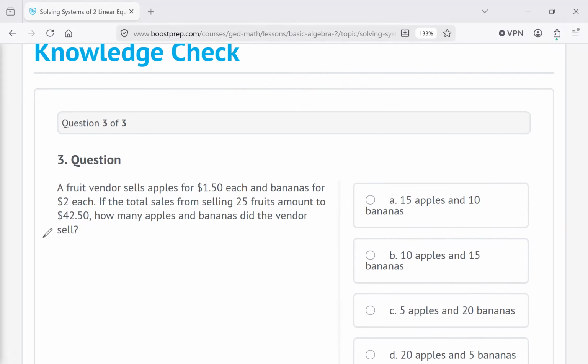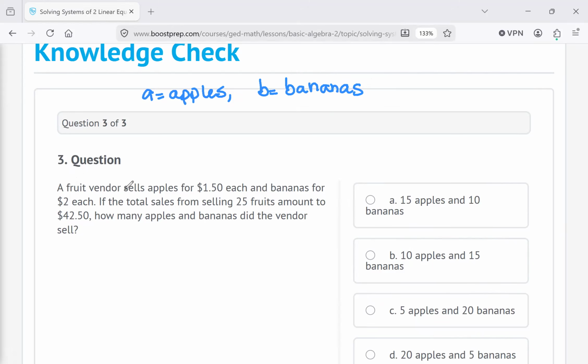So the first step is let's create our variables. Instead of x and y, maybe I'll do a and b. I could do a for apples, and b for bananas. So a for apples and b for bananas. Now the hard part is we've got to create two equations. So let's take one sentence at a time.